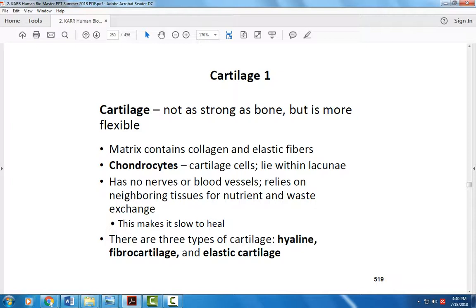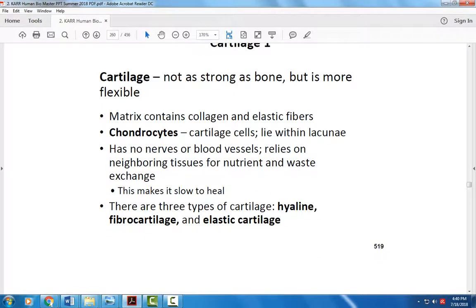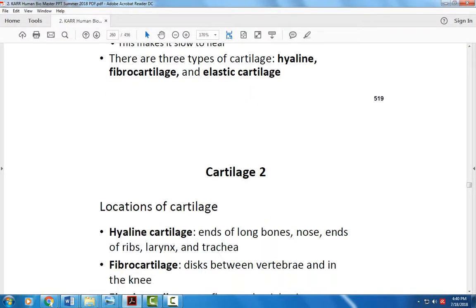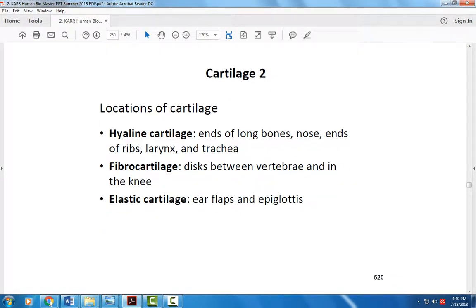And then we have elastic cartilage, and elastic cartilage is much more flexible than hyaline, and we find that, for example, in the ear, a much more flexible type of cartilage there, where fibrocartilage is a tougher cartilage. We find it in the front, where the hips come together to form the pubic symphysis, and again in the intervertebral discs. So there are just some descriptions there of where we find that cartilage.